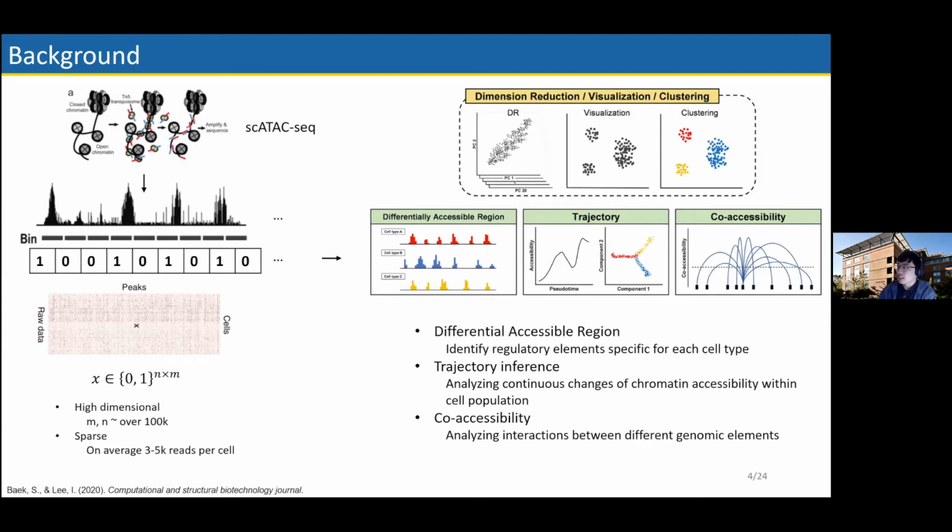This is useful to analyze continuous changes of chromatin accessibility within a cell population. Also this is useful for assessing the co-accessibility of peaks, to analyze the interactions between different genomic regions. But for all these tasks, it first requires good dimensional reduction to begin with.